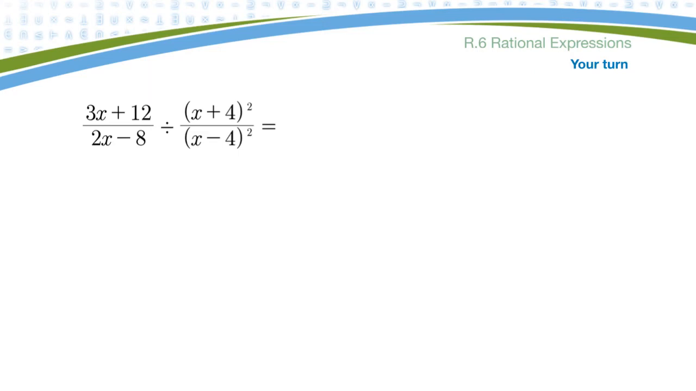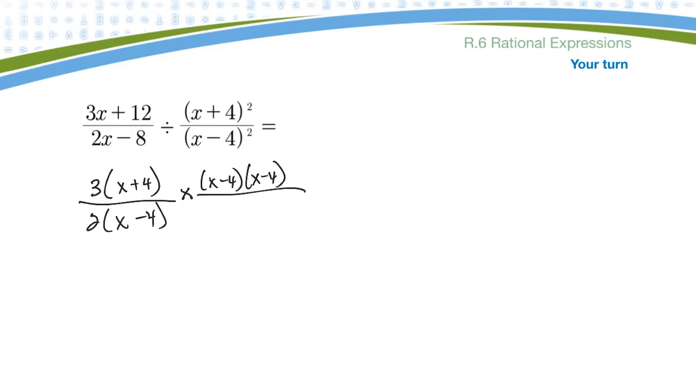Go ahead and try this one. Okay, I'm going to do the same thing. I'm going to try and factor and flip at the same time. So 3 times x plus 4 over 2 times x minus 4 times, on the top then I have x minus 4 squared. I'm just going to write 2 of them out. And on the bottom I'll have x plus 4 squared, or 2 of them.